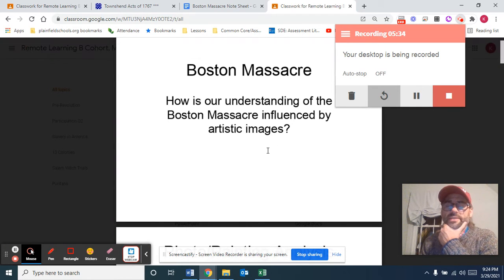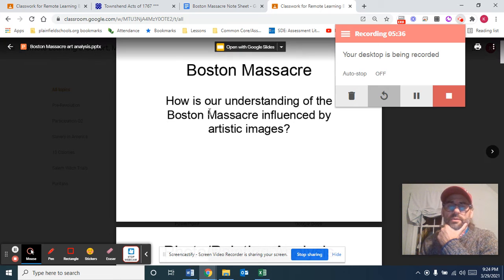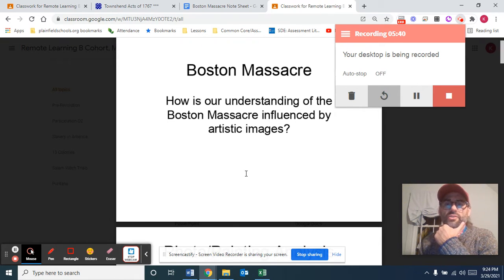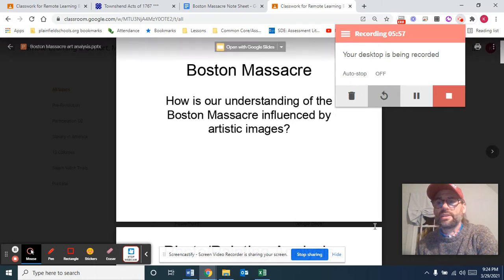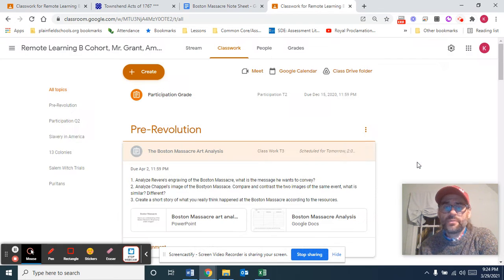Okay, to identify our big idea here, our essential question: How is our understanding of the Boston Massacre influenced by artistic images? And this can go for any historical event. When we see images of it, how is it portrayed? Who is the creator? And what is the message that they're trying to give to us on that event?